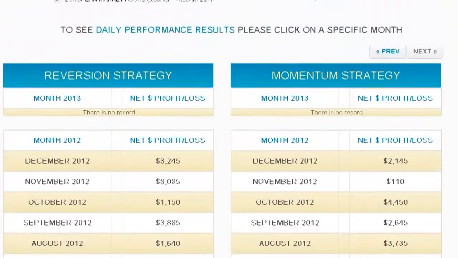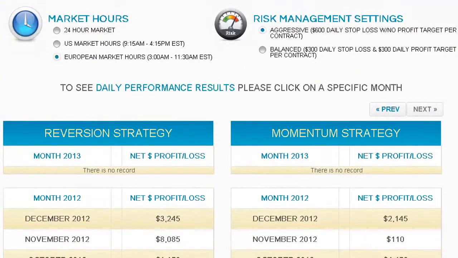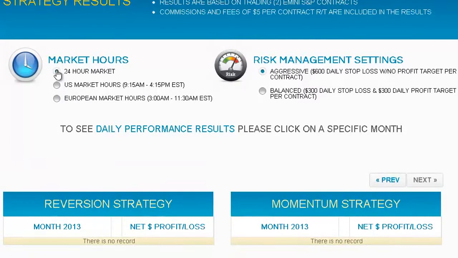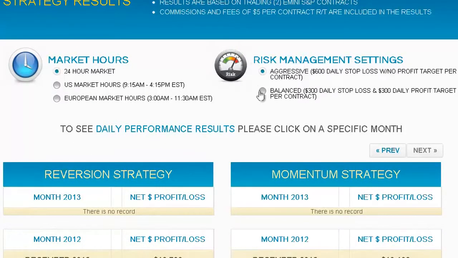Overnight market basically for the U.S. session. Any of the strategies you can see 24 hours a day, U.S. market hours or European market hours, with 2 different risk settings. So we're looking at 6 different combinations.